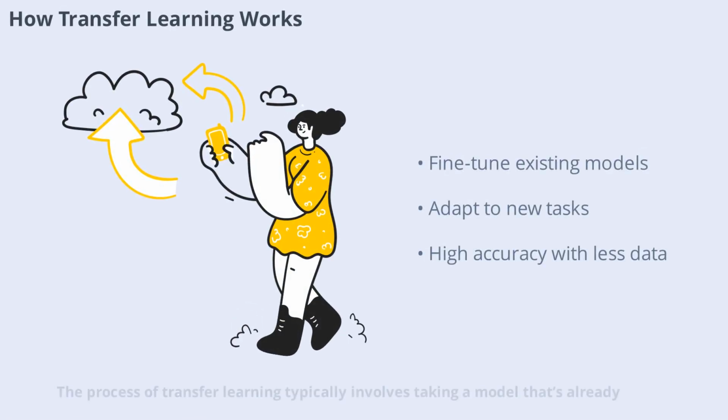The process of transfer learning typically involves taking a model that's already been trained on a large dataset and fine-tuning it for a new related task. For instance, you might take a model trained to recognize thousands of objects and adapt it to identify specific products in your inventory. The early layers of the model capture general features, while the later layers are adjusted to your specific needs. This approach allows you to get high accuracy with less data and effort.